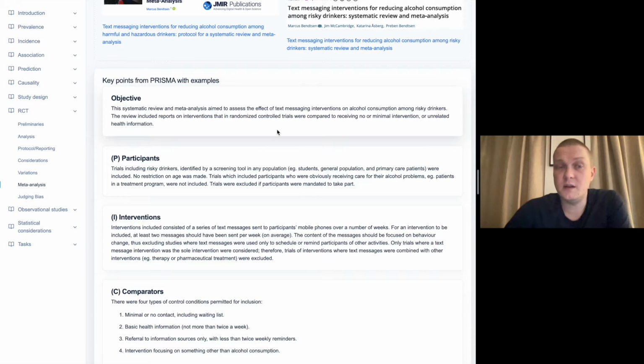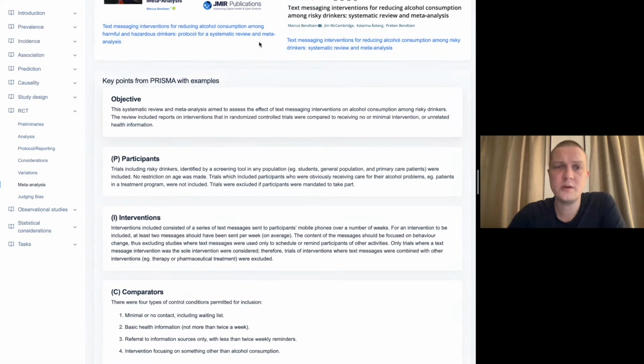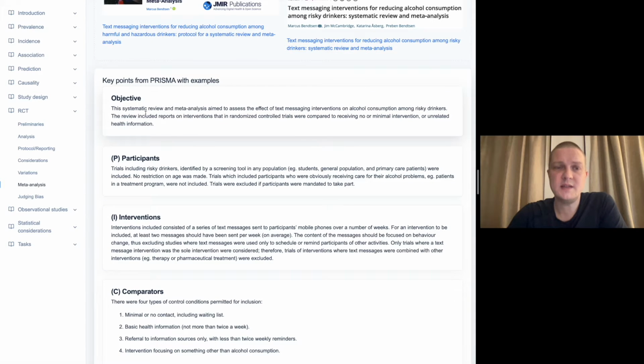You have to define an objective. Our objective here was that the systematic review and meta-analysis aimed to assess the effect of text messaging interventions on alcohol consumption among risky drinkers. The review included reports of interventions that, in randomized controlled trials, were compared to receiving no or minimal intervention or unrelated health information. So it sets up the whole objective of the review.